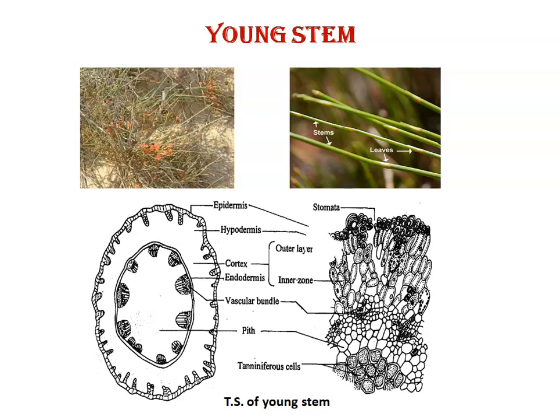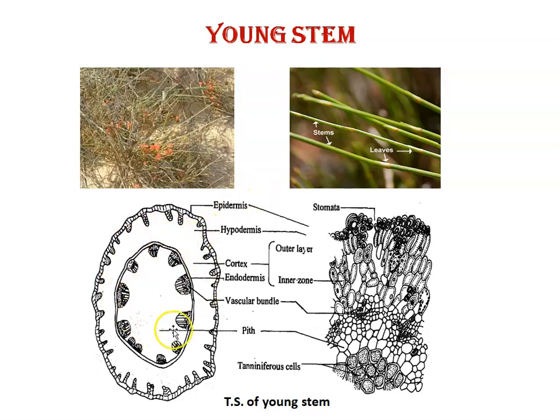So first of all, we'll start with the stem. Young stem. As mentioned earlier, the longitudinal ridges on the stem impart it a wavy outline. You can see here, this is the Ephedra plant. This is the young stem of Ephedra. On the nodes, reduced scaly leaves are present.